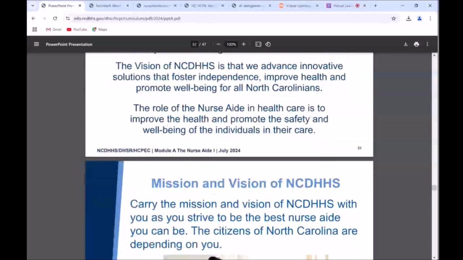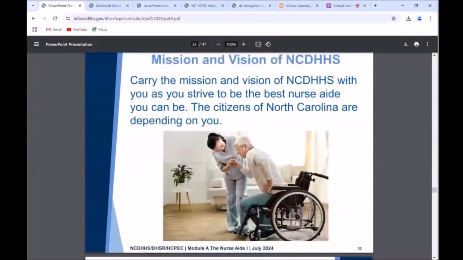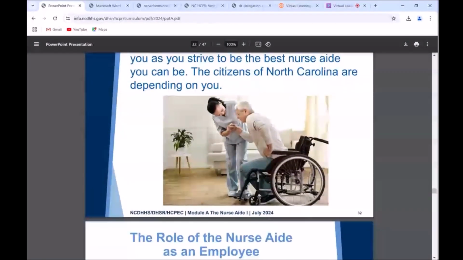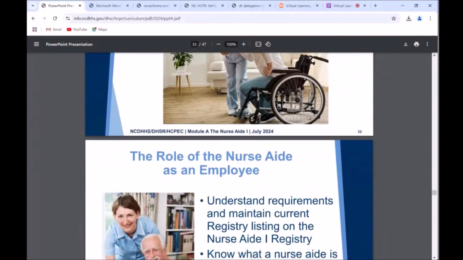Let's talk a little bit more. Here's the mission and vision. Let's talk about the role of the nurse aide as an employee.